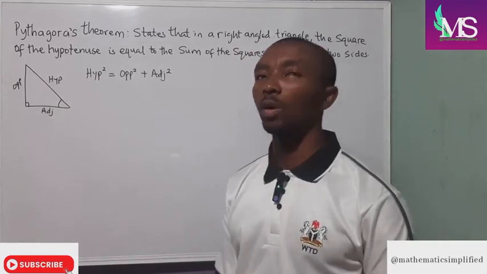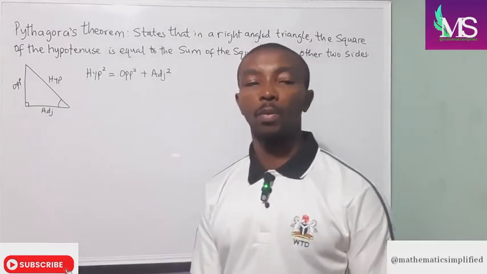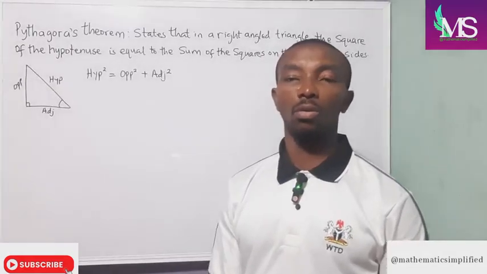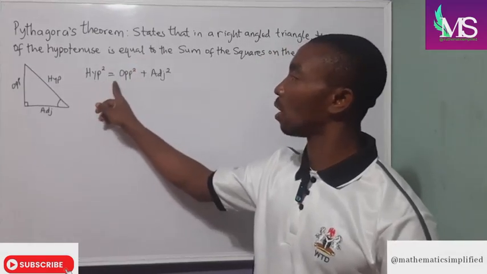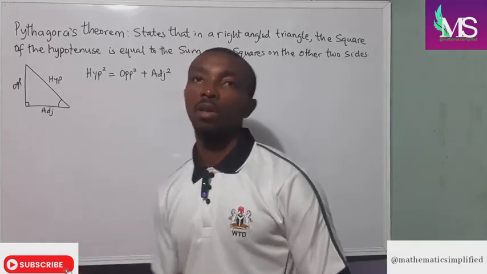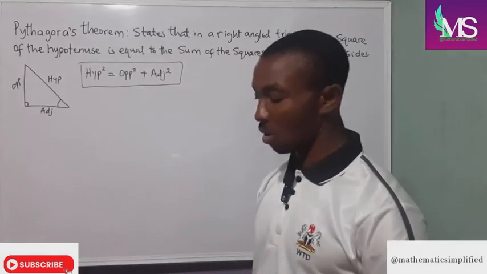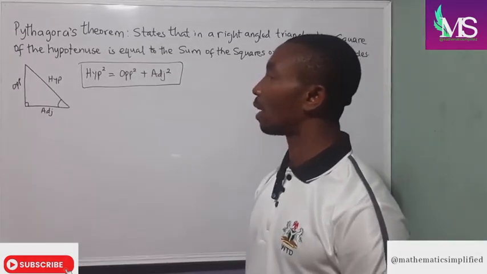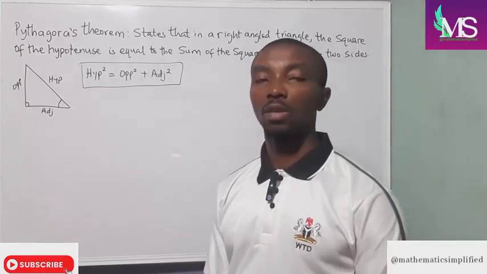Now, knowing these definitions will always help you identify your hypotenuse, adjacent, and opposite in any given right angle triangle. Mathematically put, it says that the hypotenuse squared equals opposite squared plus adjacent squared. Now, this forms the Pythagoras theorem for any right angled triangle. From here, we'll dive right into several questions on application of Pythagoras theorem.